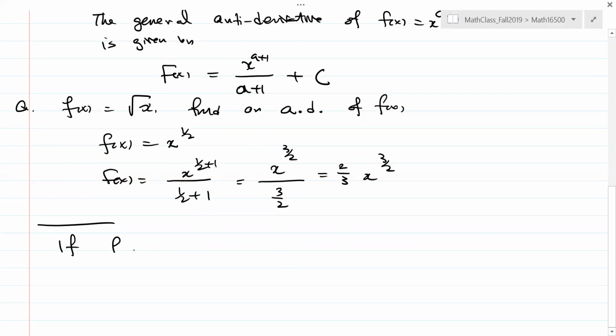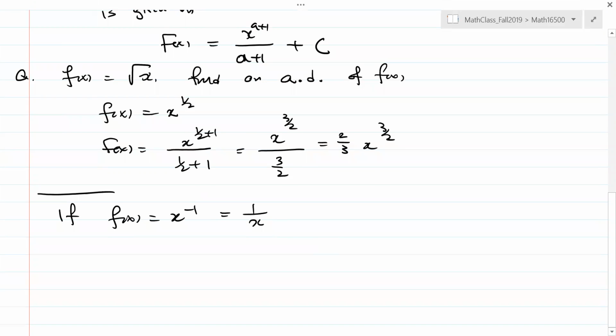Now you may wonder what happens if f(x) is x to the -1, which is 1 over x. Are we able to find the antiderivative? Later on we can find out, but right now we are not able to. Okay, this is a mystery, right? What is the antiderivative? What is the general formula for the antiderivative of this function?